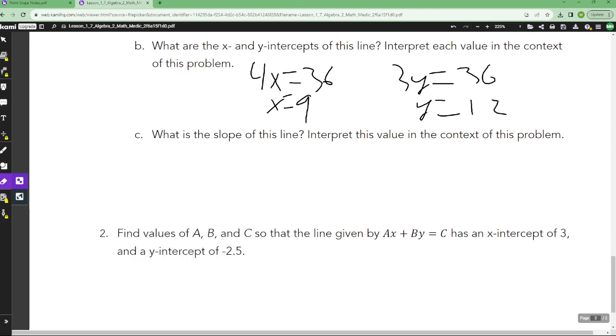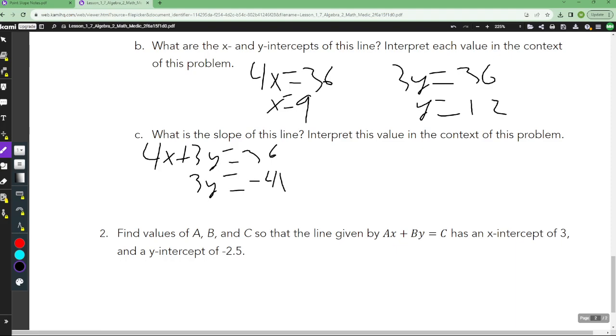So now we can find the slope. What we're going to do is change it to slope-intercept. So that means we need to isolate the y variable. So 4x plus 3y equals 36. 3y equals negative 4x plus 36. Divide everything by 3. We will get negative 4 thirds x plus 12 equals y.